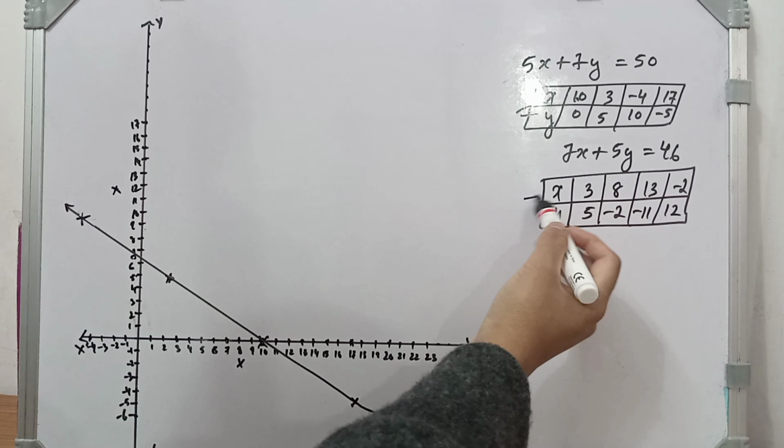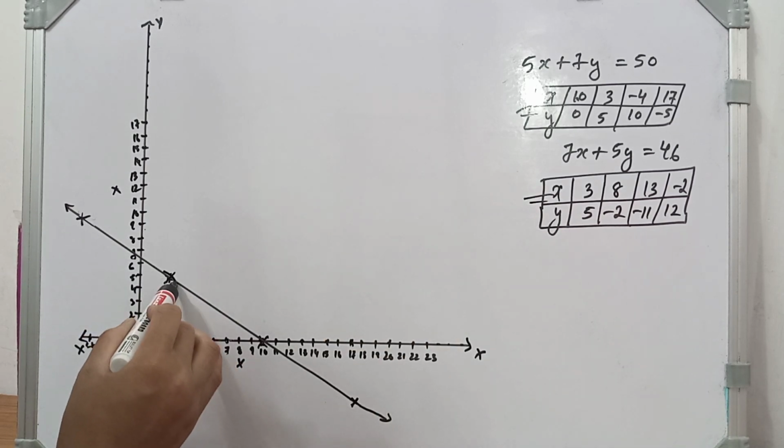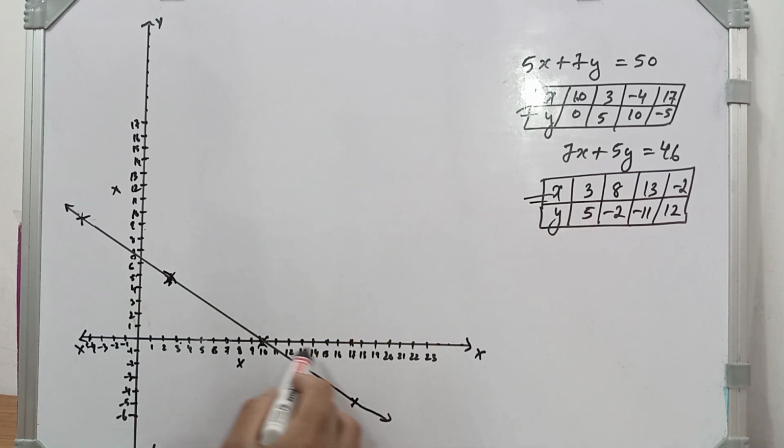Now the second table. When x is equal to 3, y is equal to 5, a point. When x is equal to 8, y is equal to minus 2, a point. When x is equal to 13, y is equal to minus 11.